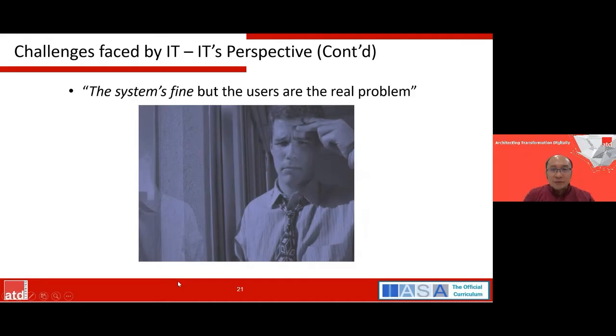And of course, the reality is this: the system is fine, but the problem is the people. The users are the real problem. Our system is up and running. We can ping the network, it replies, and nothing is wrong. It's alive. But why does the user give us so many problems? So this is the typical scenario: when there's an issue, the business blames the IT people, and the IT people also blame the business people. So this will be a never-ending story.